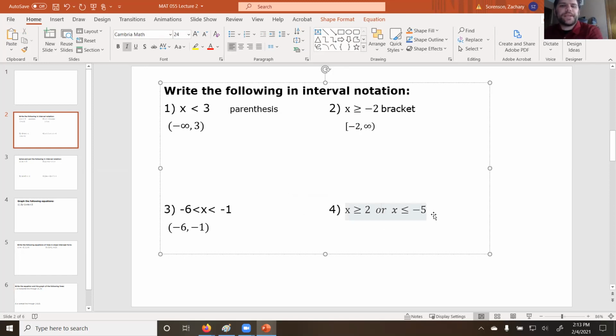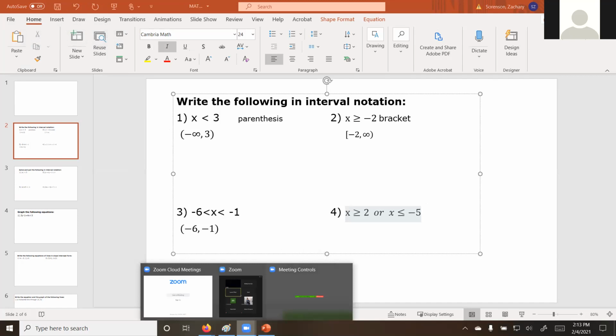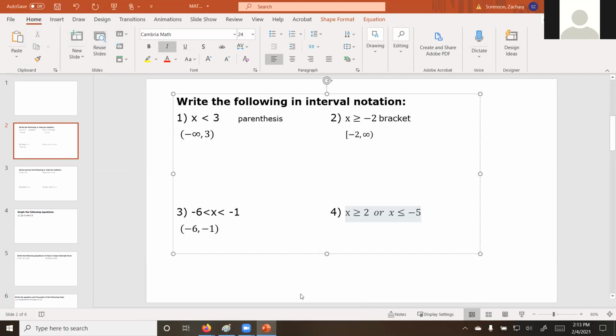Cool. And the last type we'll see, at least in this section, since we start to see different things later in the semester, is kind of this outside. To visually represent it, I'm going to turn off my camera and draw a picture. So for question 3, if we were to draw a picture, X is between -6 and -1, so it's all of these numbers in between. And let's say this is a number line.